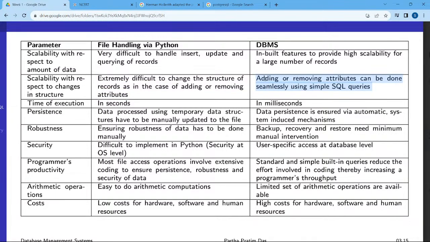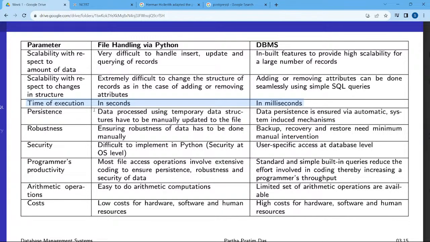For those who don't know anything, let me just tell you, attributes are columns. We call columns attributes, and rows tuples. Columns are called attributes and rows are called tuples. This is something to remember. Time: file handling takes mere seconds, whereas DBMS takes milliseconds, which is even better.